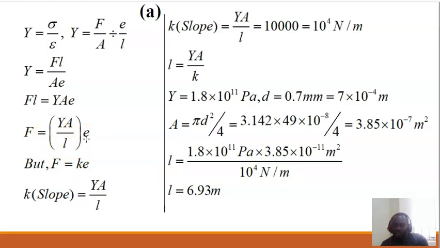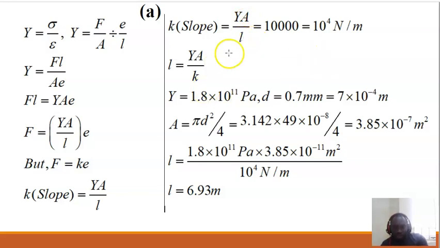We want to do that because we want to use the information of the slope to make further deductions. Evidently, K, which is the slope, is equal to YA over L. So this is all you need to do. Now you know Y, you're given Y already, and you can calculate A from the diameter. Then L will be easy to derive.